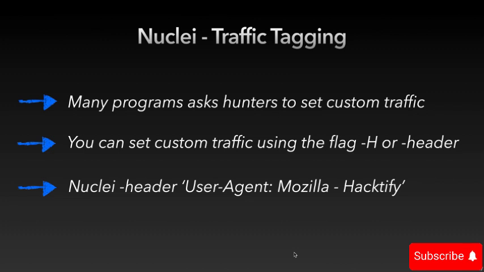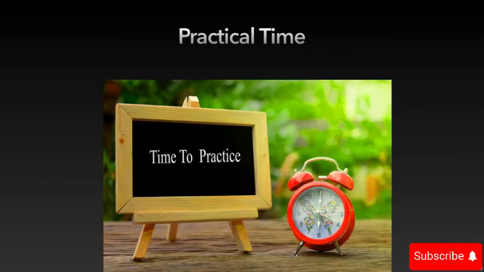This also helps to track if you identified a vulnerability but it is not reproducible at a point of time. The program manager or the triager can still know that you are the one who successfully exploited it once from the requests. So you can use the Nuclei traffic tagging feature, which can be super useful, and I recommend everyone to do that. You can set your custom traffic using the flag -H or header. One example has been shown over here, where I'm supplying a custom header called user agent Mozilla-Hacktify. So it's the practical time, and let us see how you can implement this practically.